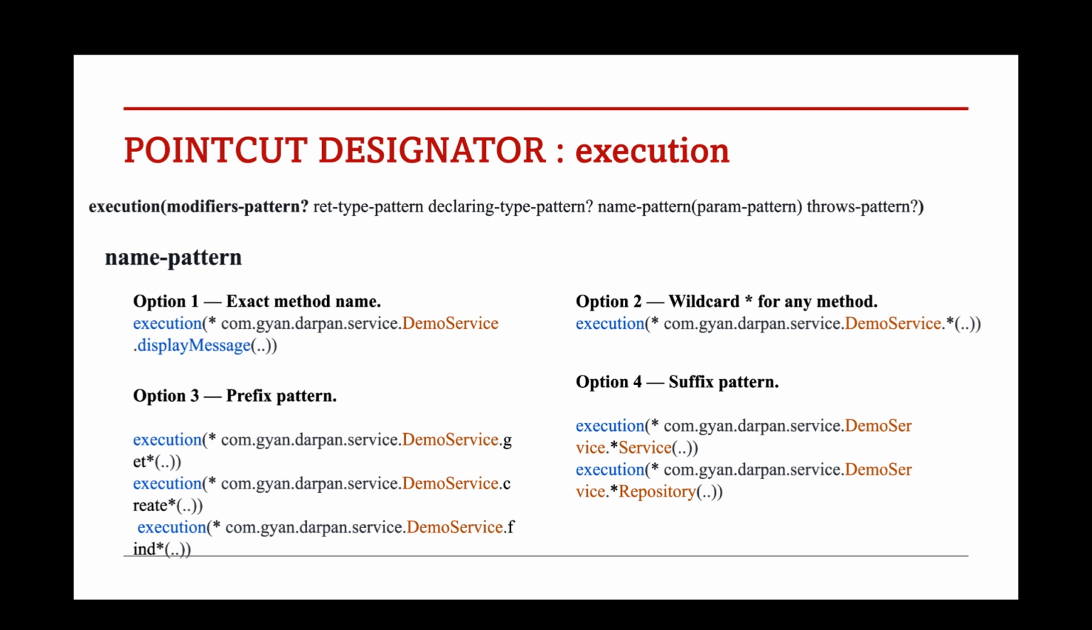Alright, option 4. Suffix pattern. A suffix pattern uses an asterisk before a word, to match any method whose name ends with that word.